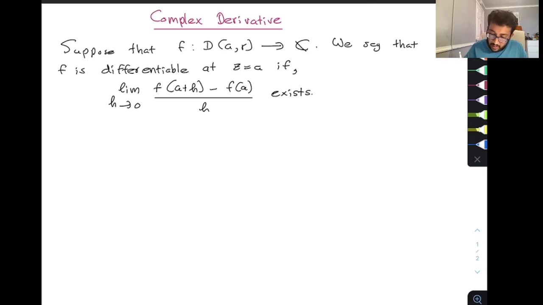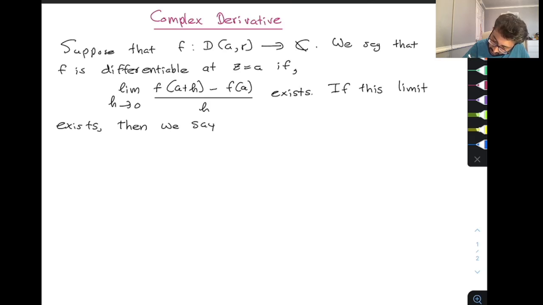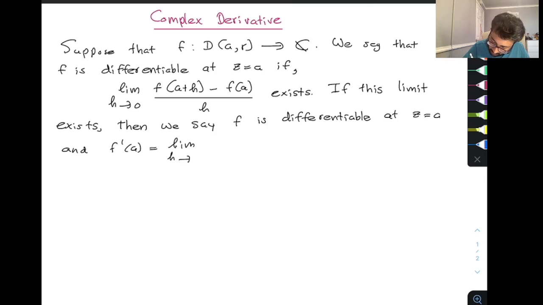And if this limit exists, then we say f is differentiable at z equals a, and f dash a is equal to the limit as h goes to 0 of f of a plus h minus f of a, over h. I think this is clear because you are using a similar definition in the real analysis course also, right?